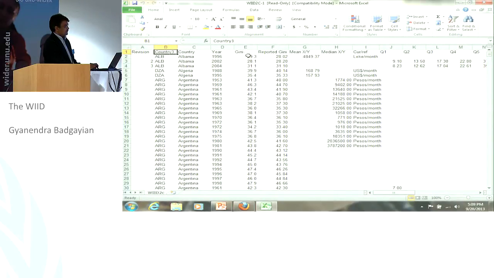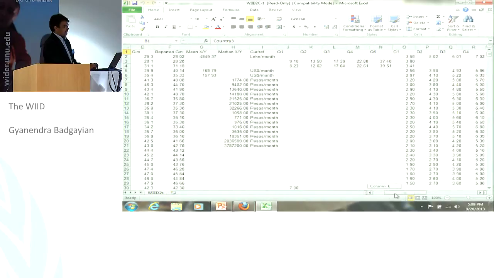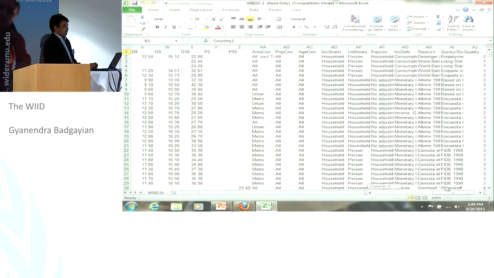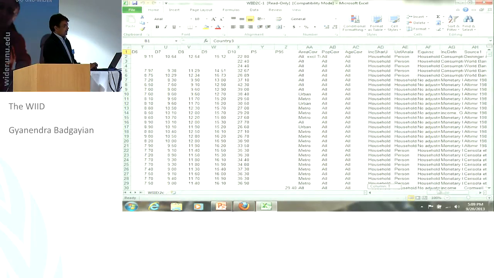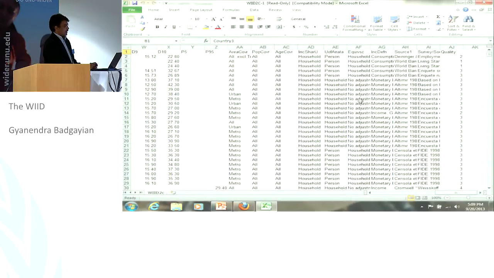Gini and the reporter Gini. It's the second Gini that I was talking about, along with mean, x, y, and so on. We'll just talk about these various variables. This is how the data is available on the website. It's an Excel sheet, and it has all the details about the various other aspects of the Ginis and the income distribution data that we have for the different years. The last one is about the quality.